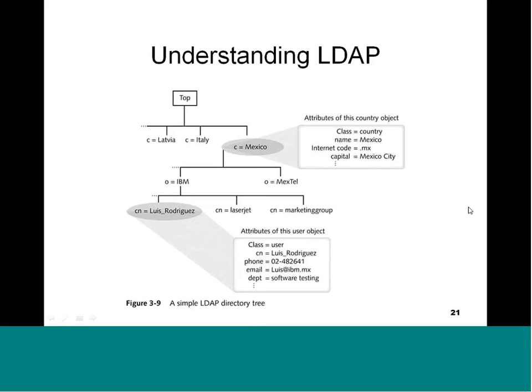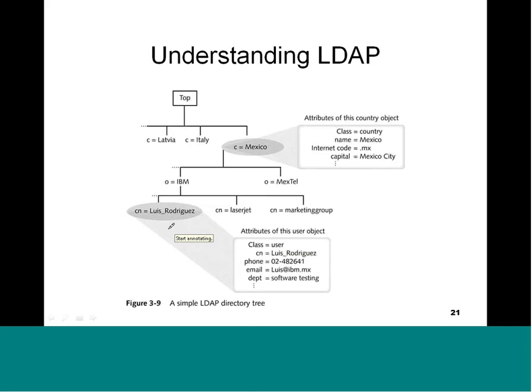The attribute will be a class is country, the name is whatever the name of the state or the country, just the name of the place itself, and then there's an internal code. And then also the capital city. So these are the four items for this particular LDAP. Under Mexico, you can still have IBM and Nextel, and in fact you can also have Italy if you have ties with Italy. And then you progressively go down.